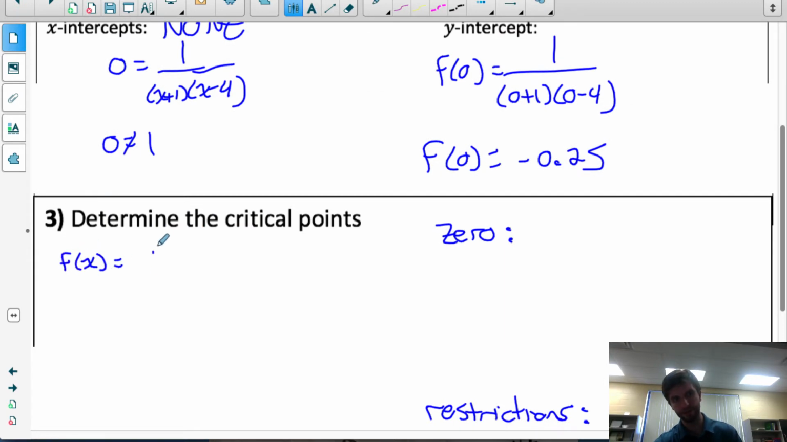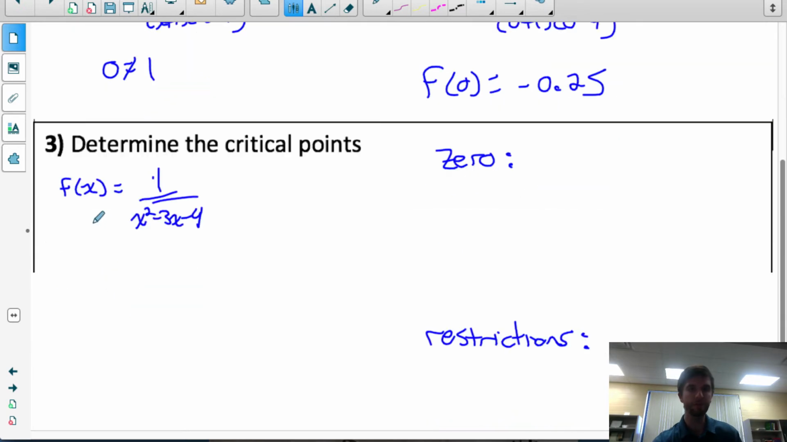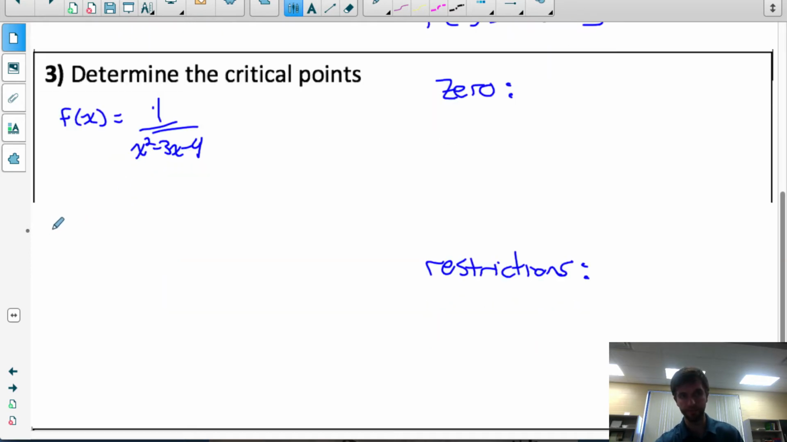So f of x equals 1 over x squared minus 3x minus 4. So we could do the derivative of this in a couple different ways. I'm going to do quotient rule, but if you wanted to, since this is a reciprocal function, we could rewrite this as x squared minus 3x minus 4 to the power of -1, and then use chain rule. But I'm just going to do quotient rule.